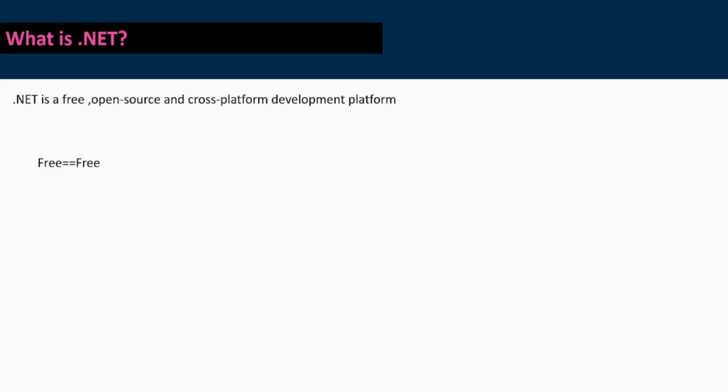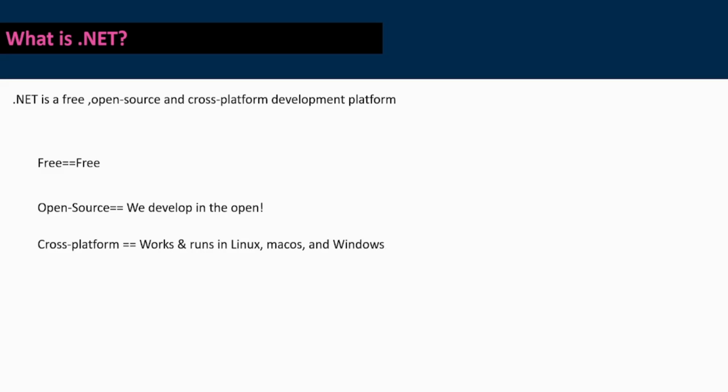Open source means that we develop in the open. So all the communities are there and they are contributing to the particular software. Cross-platform means it works on other platforms also, like different operating systems: Linux, Mac and Windows. So this is the main thing about .NET. It is a free, open source and cross-platform development platform. Development platform means programming languages and libraries are over there.